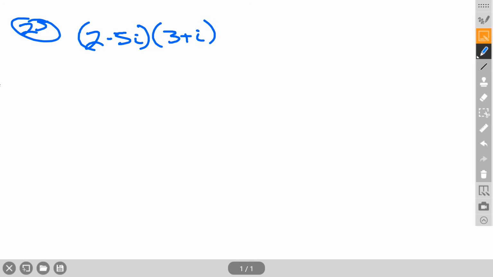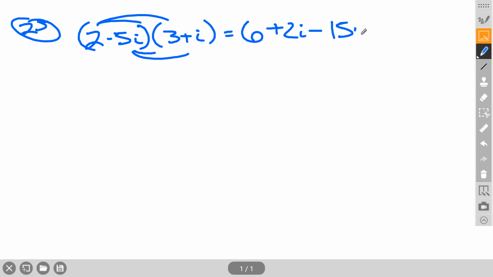So let's distribute here. 2 times 3 is 6. 2 times i is 2i. Negative 5i times 3 is negative 15i. And negative 5i times i is negative 5i squared. But i squared is just negative 1, so this becomes plus 5. So we combine the real and the imaginary parts. 6 plus 5 is 11, and 2i minus 15i is negative 13i.